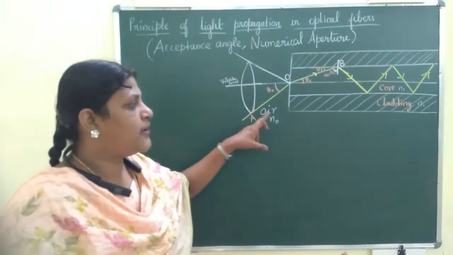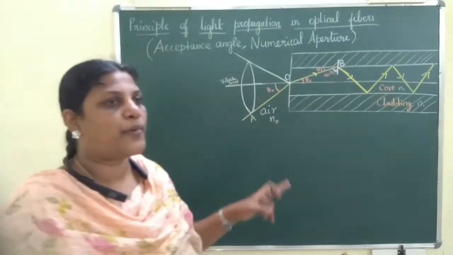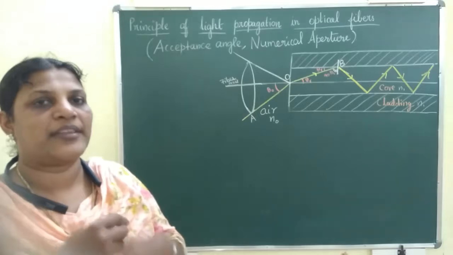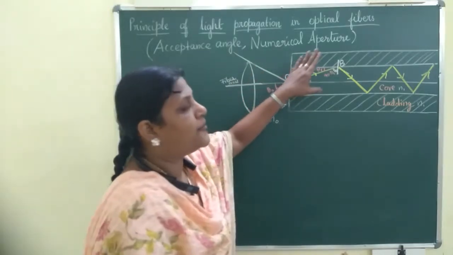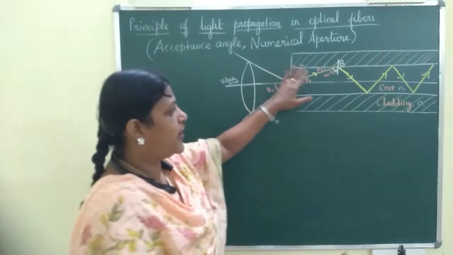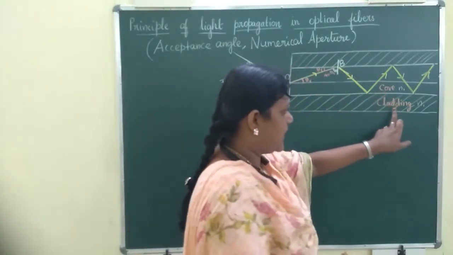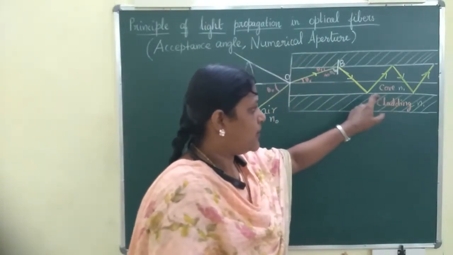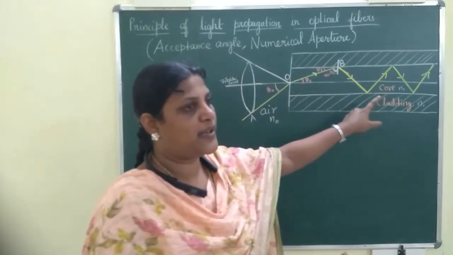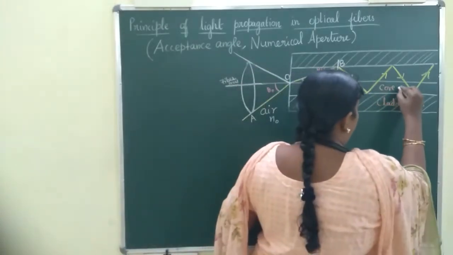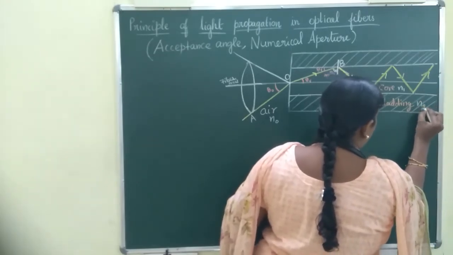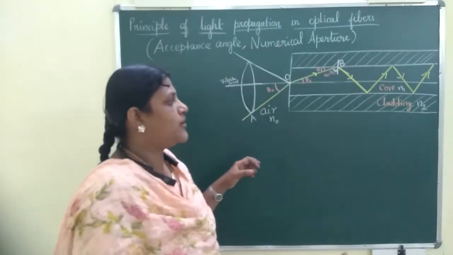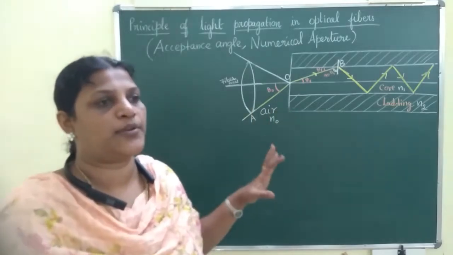So we know that there are two important layers having different refractive index in the optical fiber. One layer is called as core and the other one is cladding. Core has the refractive index N1 and the cladding has the refractive index N2. Okay. So now N1 is different from N2.